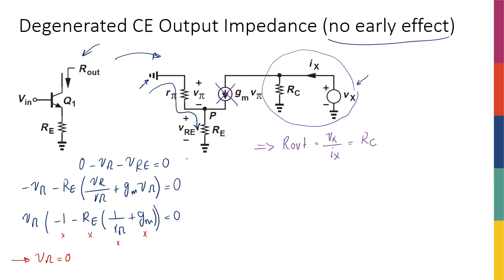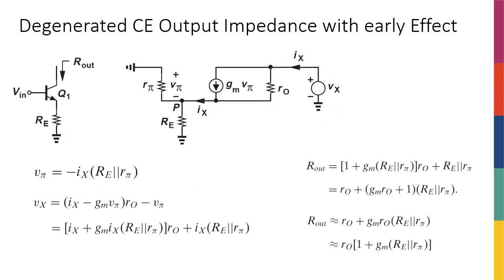I did all of this to tell you that when there is no early effect, V pi is going to be 0. So you are dealing with the same circuit that you dealt with when you were working with the normal common emitter stage. Now if you want to find the output resistance, or output impedance, with the early effect, this is what we need to do. Again, I have the same small signal circuit. This time I've actually added this R0. And now I have to actually do the analysis.